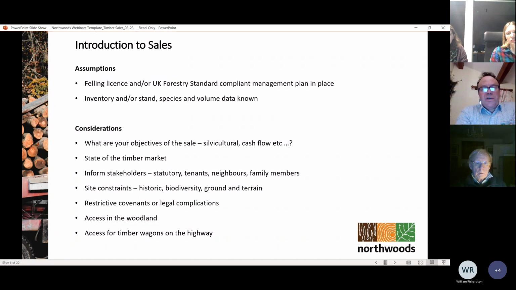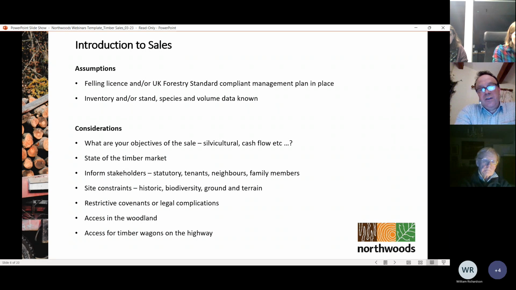So when you come to sell the timber, the first thing to do is sit down and understand what the objectives of the sale are. Is it a thinning operation that you're doing to improve the crop, and therefore the quality of the job is critical and it's done to deliver your silvicultural objectives? Is it for cash flow? Do you need it to fund other work in the forest, for example, roading or something like that?